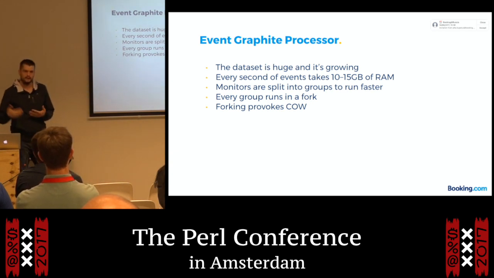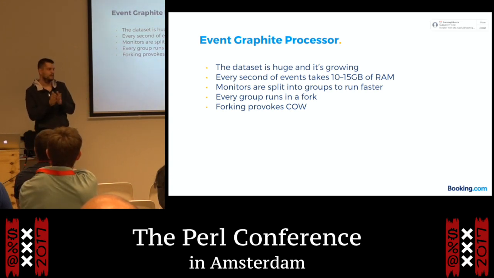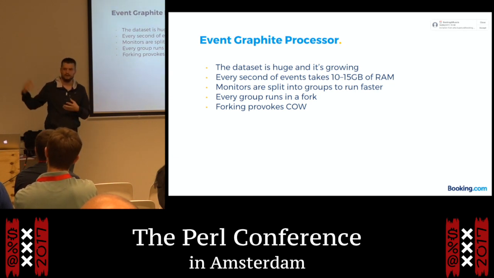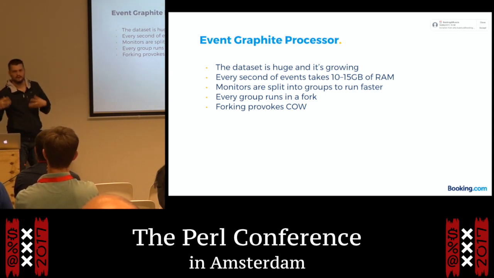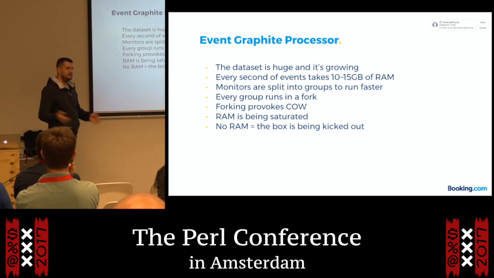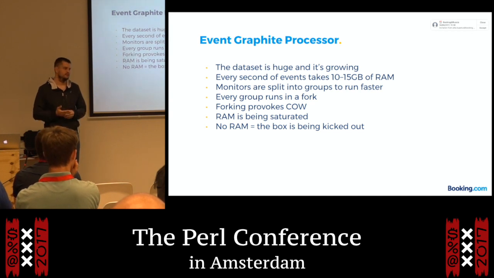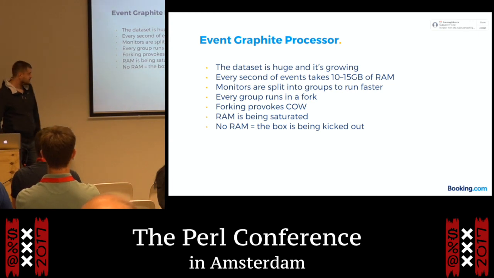And this goes to the point that basically the machine runs out of RAM, right? Because our top machine at Booking has about 120 gigabytes. So with a scale of 10 to 15 gigabytes per second, we can only process 10 seconds in parallel, and that's if we have no overheads. In practice, we have quite a lot of overheads. In parallel, we can process maybe 5 to 6 seconds, which is not good. So RAM is being saturated, and no RAM means the box is kicked out of the cluster, which means we lose visibility, so no metrics are generated. So that's the problem.